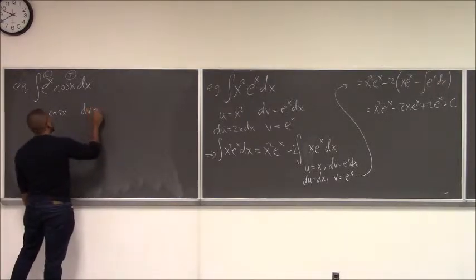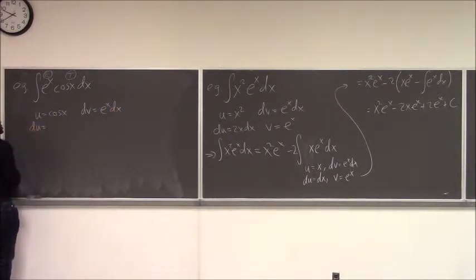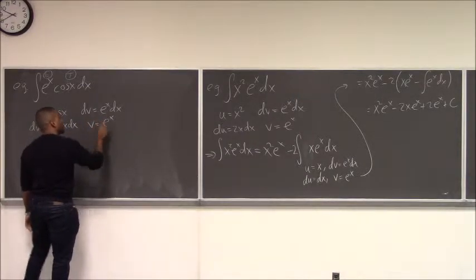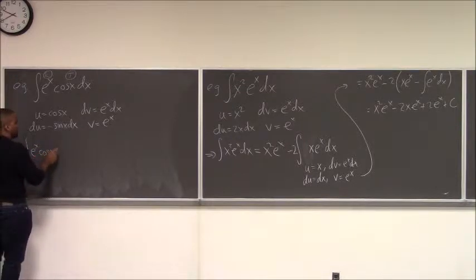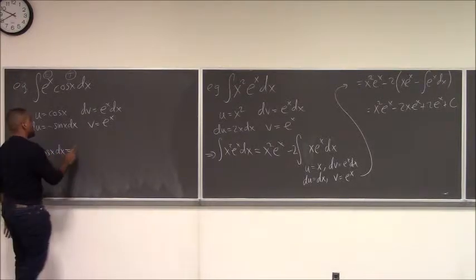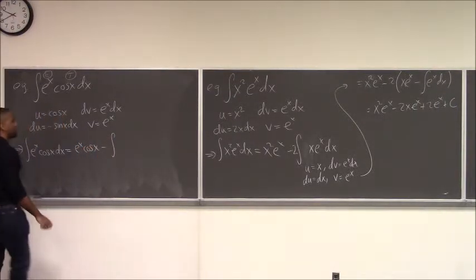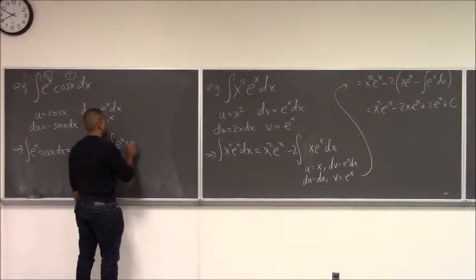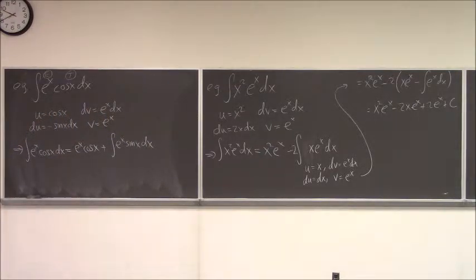Our dv is the e to the x. Derivative of cosine of x? Negative sine x. Integral of that is e to the x. So we would have this guy equals u times v minus the integral of v du. This would become plus. How do we continue?